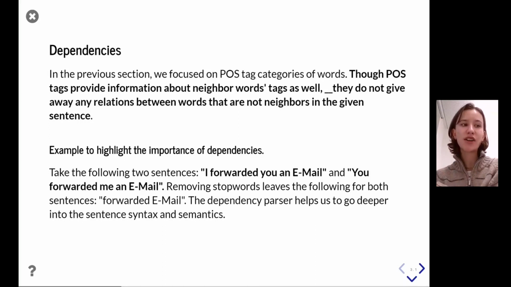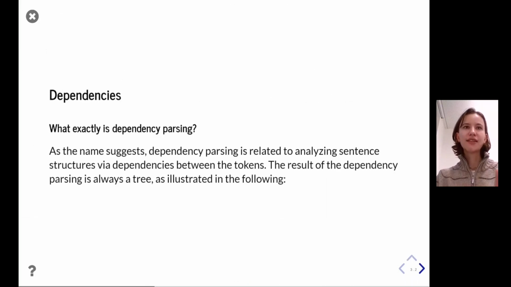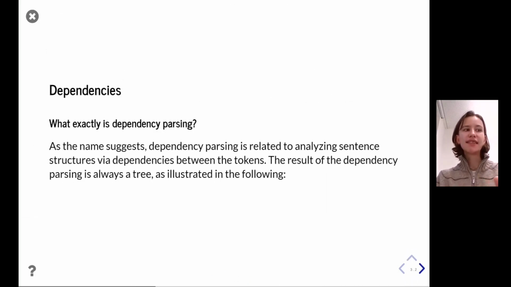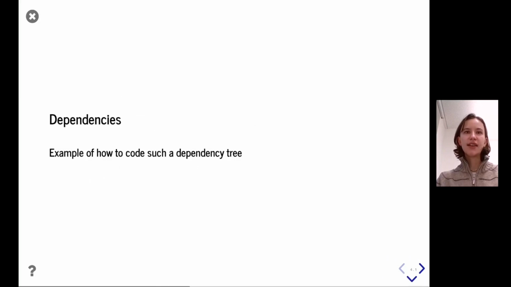This is where the dependency parser comes in and helps us delve deeper into the syntax and semantics of a given sentence. What exactly is dependency parsing? Well, it's exactly as the name suggests. It's related to analyzing sentence structures via the dependency between tokens. A dependency, or dependency relation, is a direct link between two tokens. The result of parsing dependencies is always a tree, and it can be visualized using spaCy's built-in visualizer.